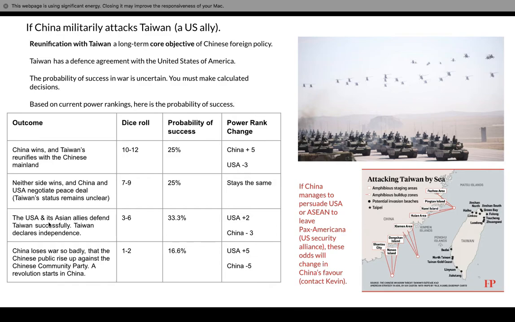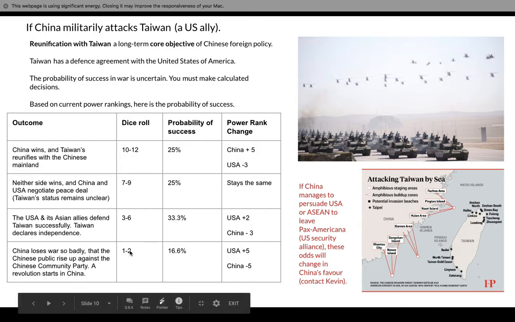If the USA and its Asian allies defend Taiwan successfully, you would have to roll a 3 to 6. So this is really bad for China. And this would mean that Taiwan declares independence. There is a 33% chance this happens. So ultimately, it's a very risky move.